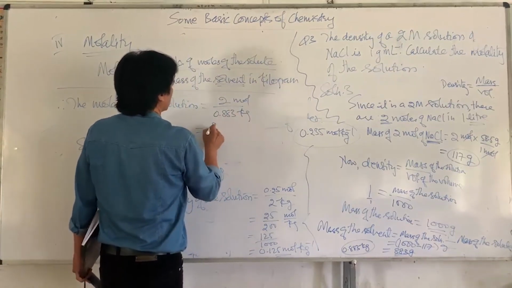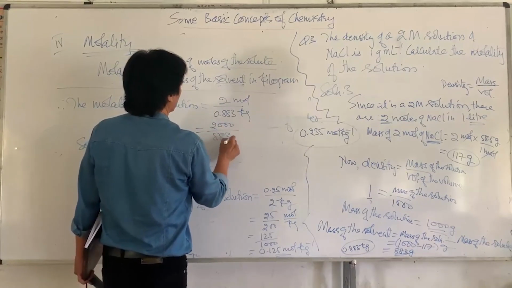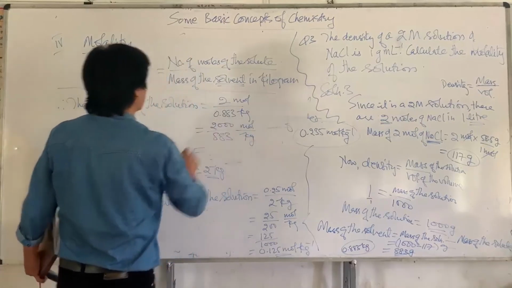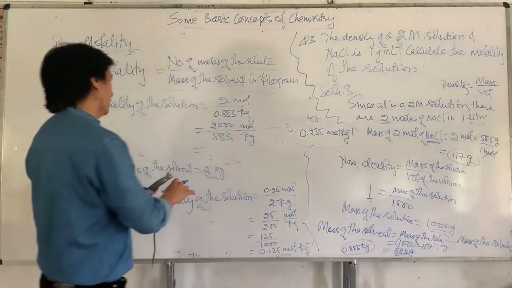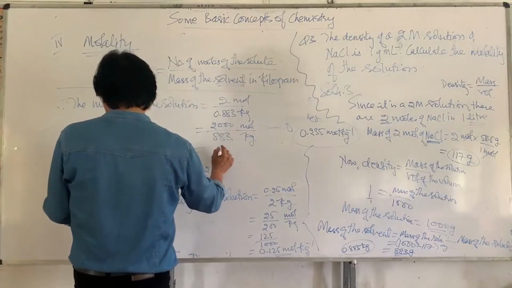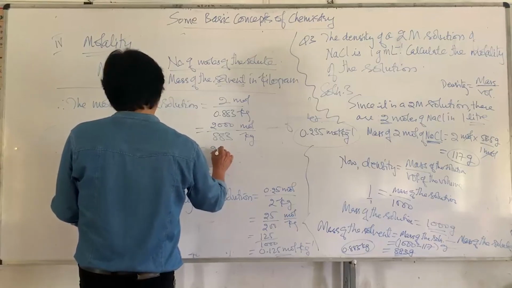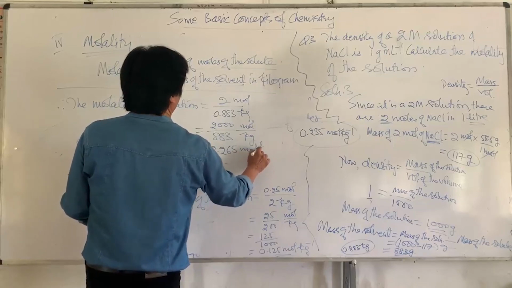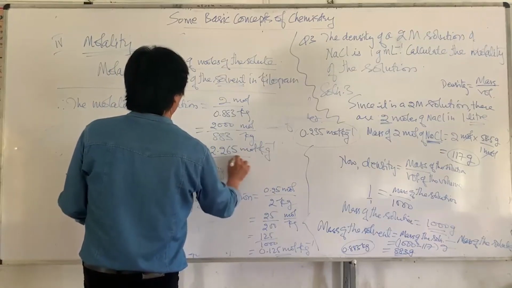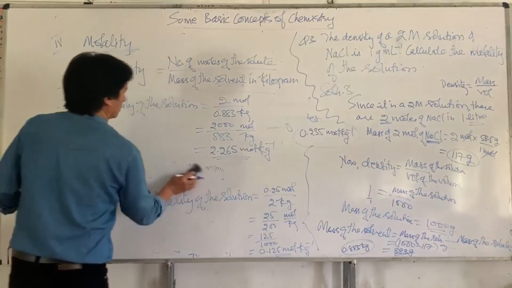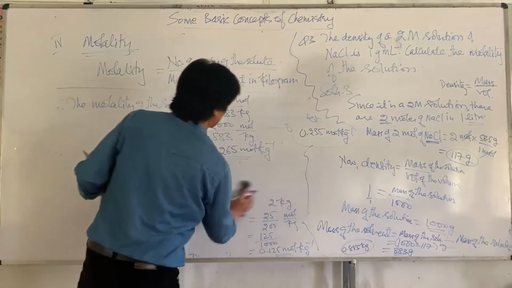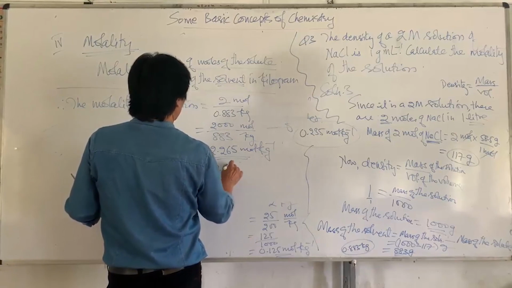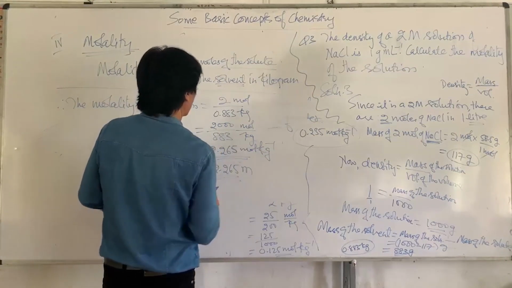So you need to divide 2000 by 883. It is moles per kg. When you divide 2000 by 883, it is 2 point something. I've got it to be 2.265 moles per kg. And the short form here for moles per kg, you can write small letter m. That's the convention, 2.265 m, which means moles per kg.